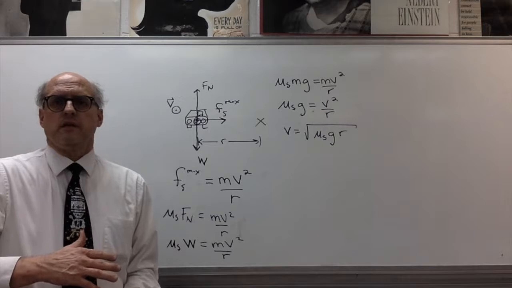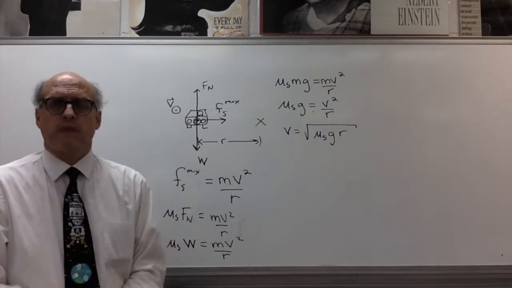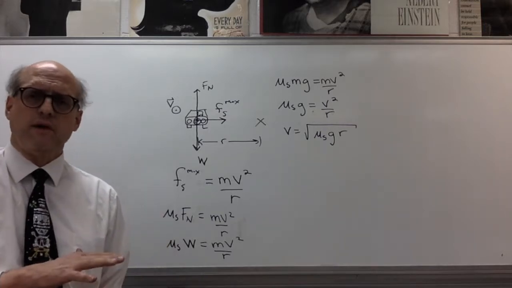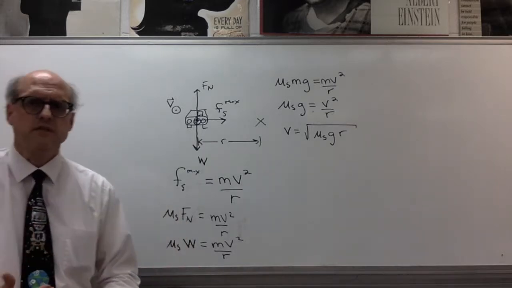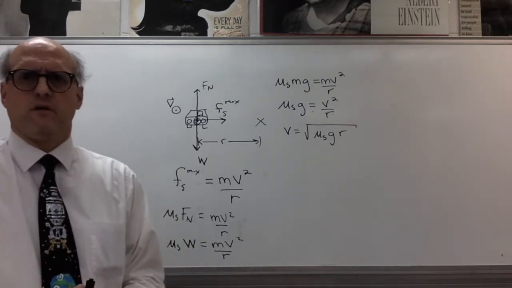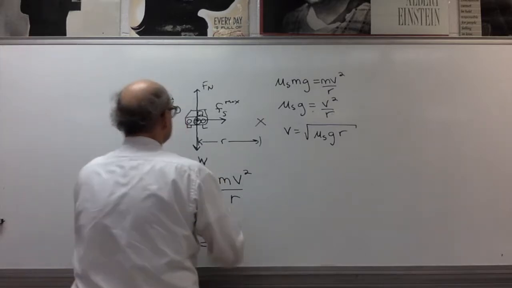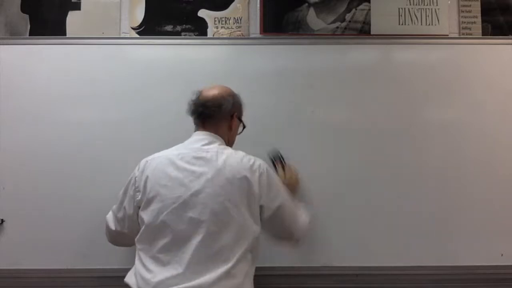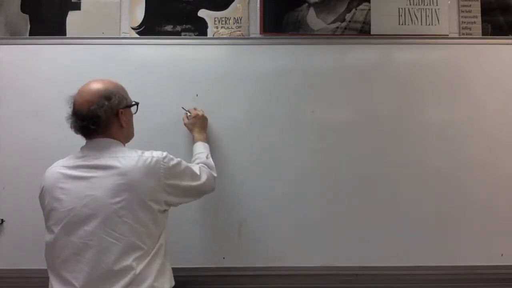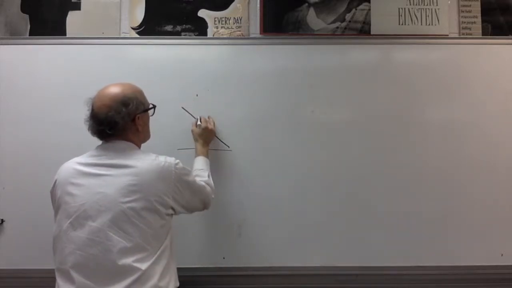Now suppose that the curve is banked, and what we're going to do here is just to figure out if we can bank this corner so that the car doesn't need friction to get around the corner. Okay, so we have a banked corner. Okay, here's our car.